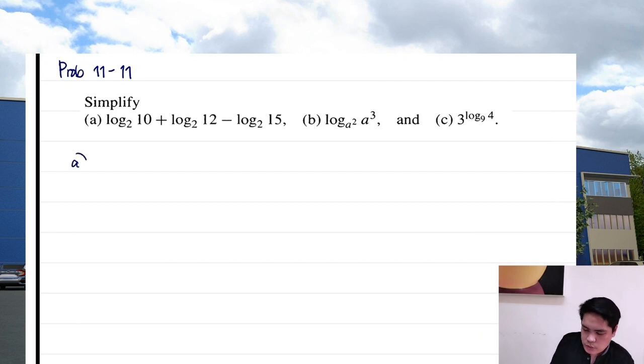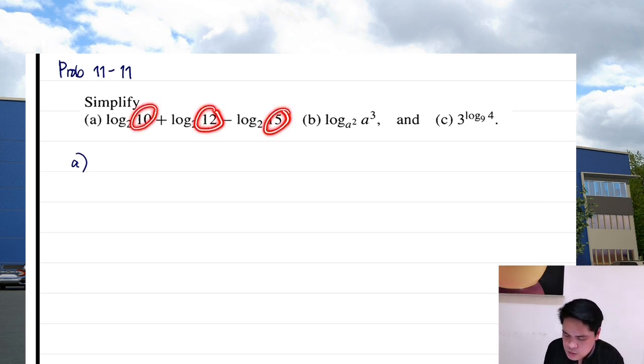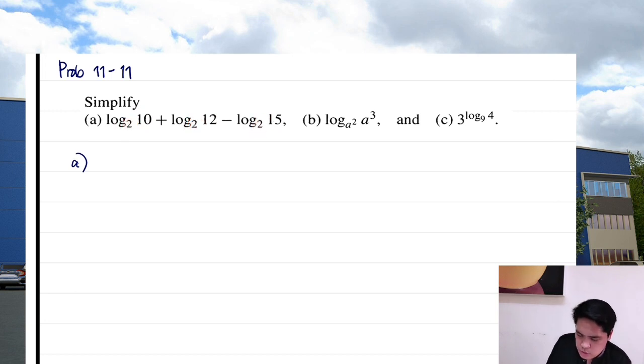For letter A, look, added, then subtracted. Okay? So, therefore, I just need to multiply this, then divide it by this. Remember na pare-pareho naman yung base niya. Okay? So, this will become the logarithm of 10 times 12 over 15 to the base 2. Ganon.